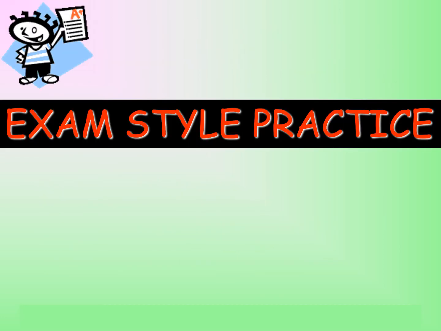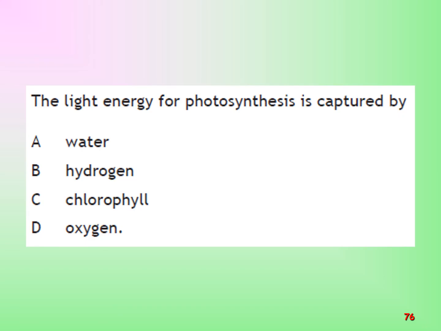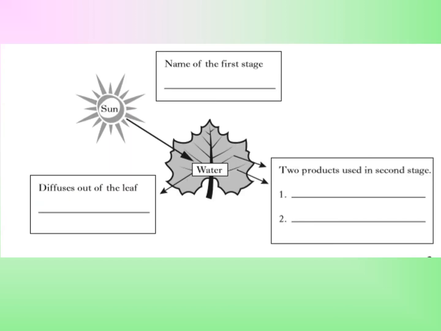Okay folks, we're going to do some exam style practice now. So the light energy for photosynthesis is captured by chlorophyll contained in chloroplasts. Okay folks, what is the name of the first stage of photosynthesis? So we should have photolysis, using light to split a molecule of water into hydrogen and oxygen. And remember, we also use the light energy to make ATP.